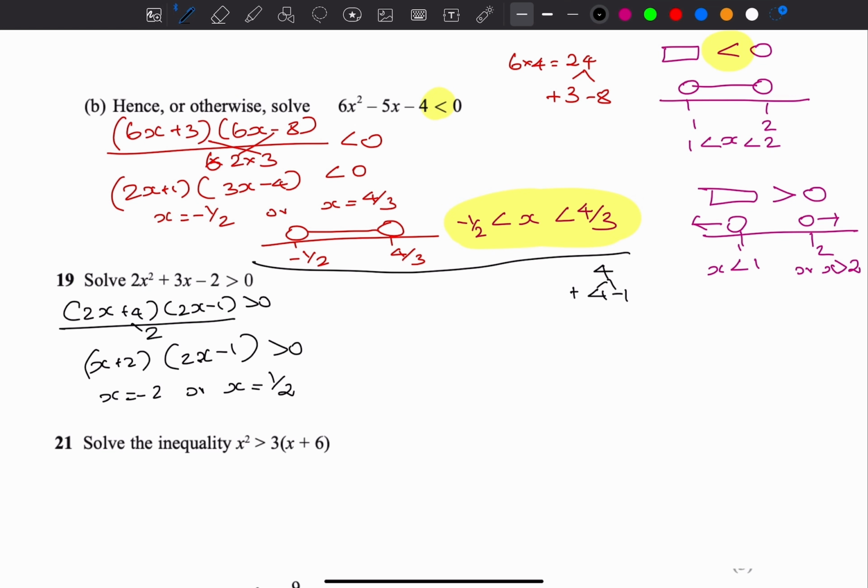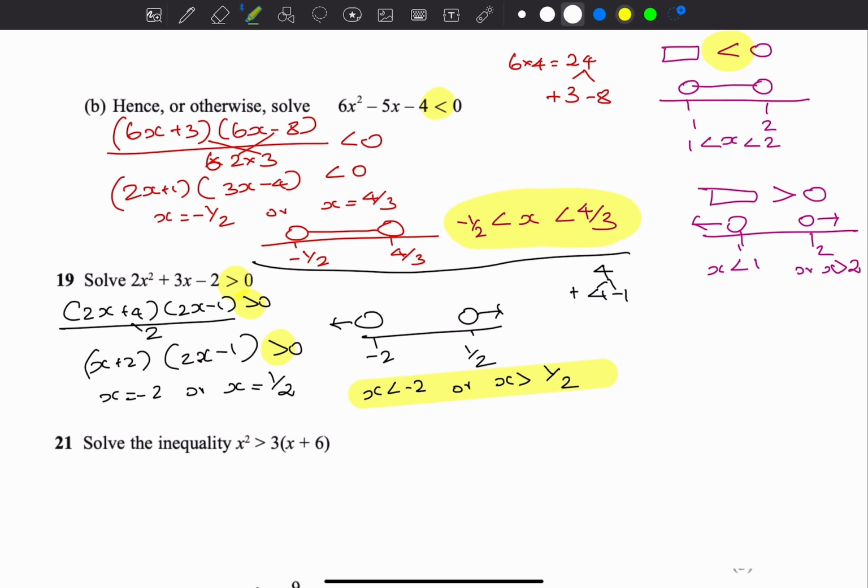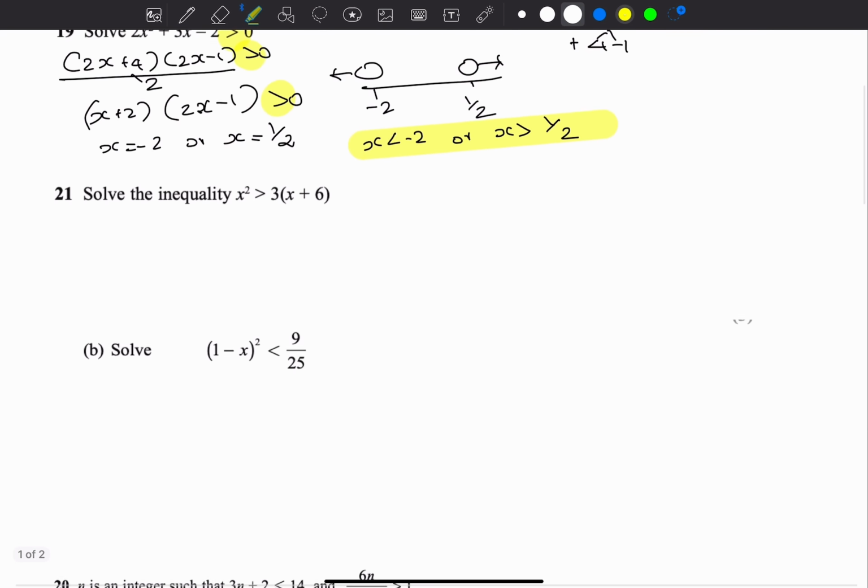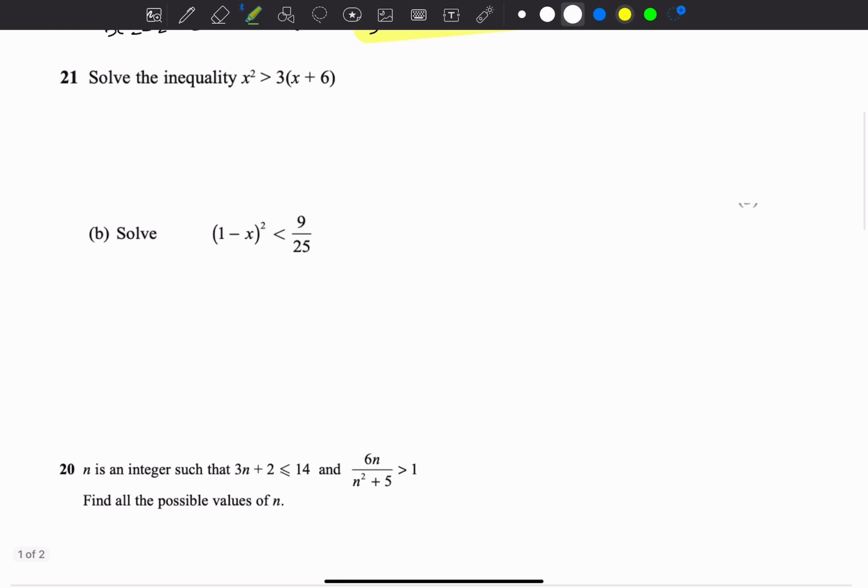Now, negative 2 is smaller. Minus 2 and 1 over 2. And look at the sign. The sign goes that way anyways, right? Yeah? So that means circle, circle, outwards. X is less than minus 2, or x is greater than a half. And that's the final answer. Okay. Right, next one.